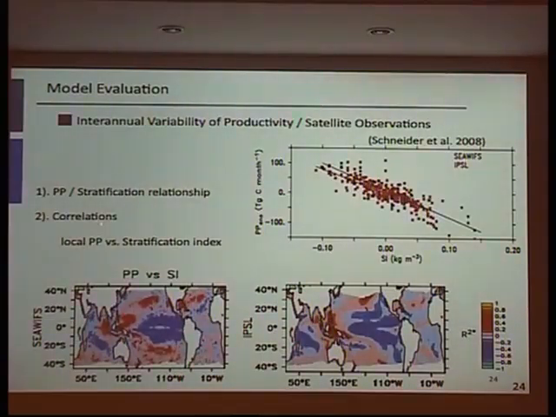And even at the local scale, that's a correlation map, local NPP versus the stratification index, so some global value here. That's from the satellite observations, and that's from the model. So you see that you find the same kind of big dipoles when you go into an El Niño event. You have less productivity here, but more productivity in the Eastern Indian and the Western Pacific here, and that's partly produced by the model. So we can look at global diagnostics here, but also at the local scale.